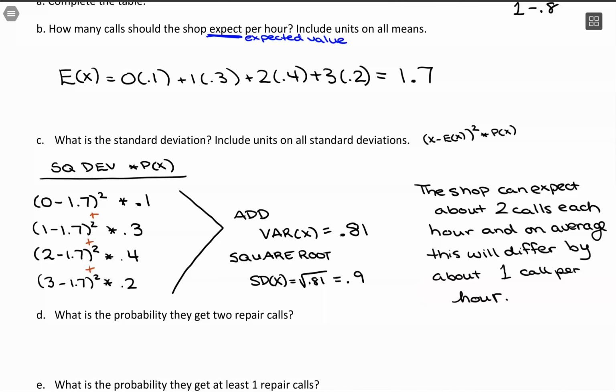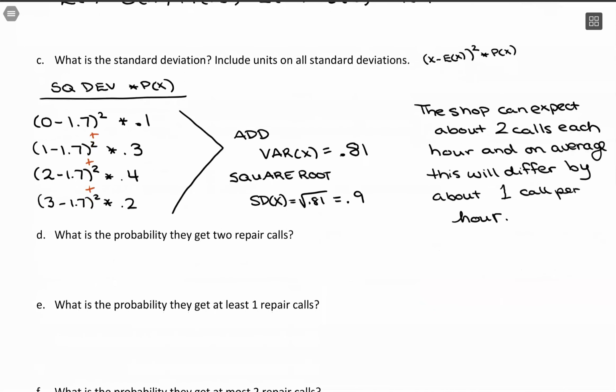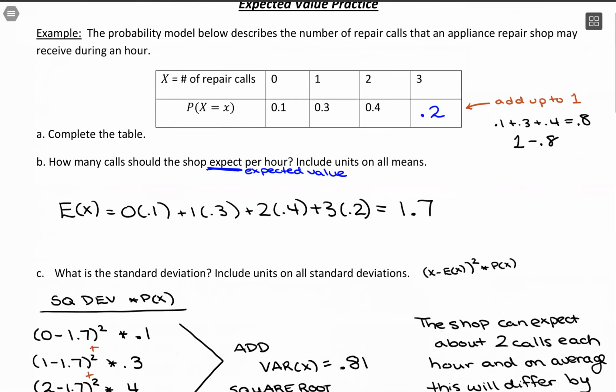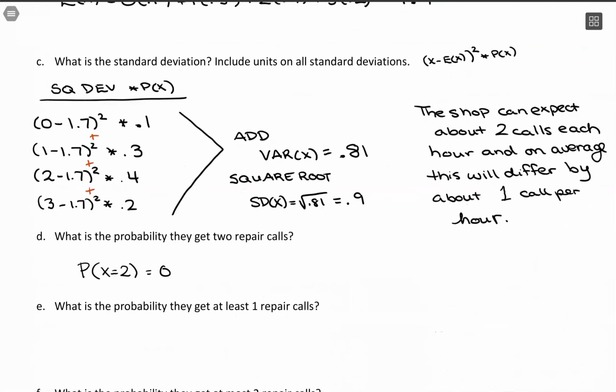All right, just to review some probability questions that we could ask. The probability of getting 2 calls, we could just look that up on the table. So 2 lines up with a 0.4. So we could say there is a 40% chance they get 2 repair calls.